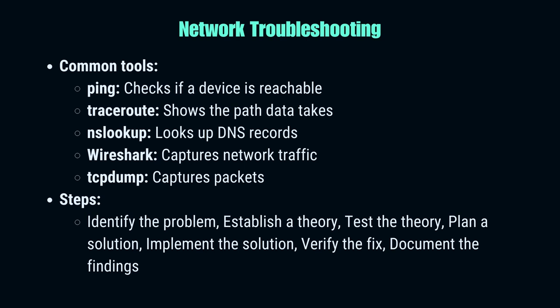Common tools used in troubleshooting include Ping for testing connectivity, Traceroute for showing the path data takes through the network, Netstat for displaying network connections, and Wireshark for detailed analysis of network traffic. The troubleshooting process typically involves steps like identifying the problem, establishing and testing theories about the cause, implementing solutions, and documenting the process for future reference.